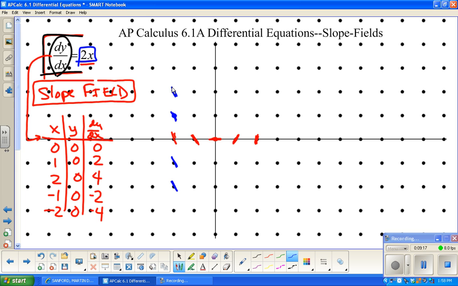Sometimes if you notice things about the equation, like this is only about x, then we can focus on the x values and not worry about the y values. And that won't always be the case. Sometimes it's going to be about y. Sometimes it's going to be about both. So the level of thinking changes. All right, so here I'm at -1, 2, so this is going to be 2 times -1. All of these are going to have a slope of -2.